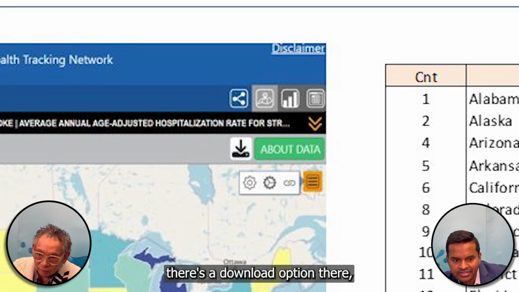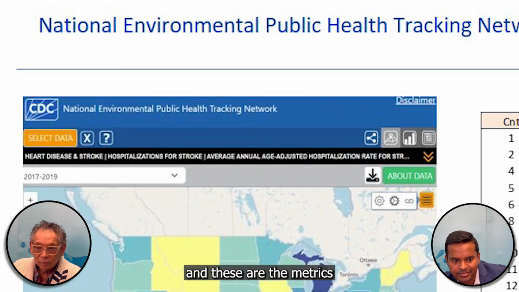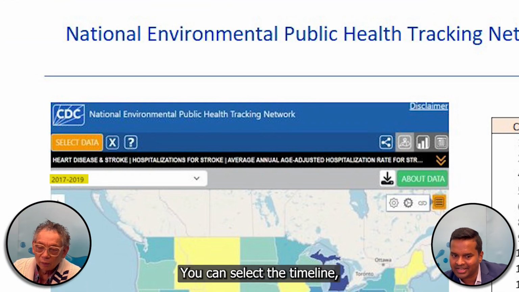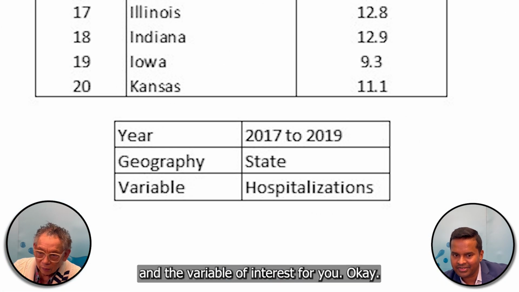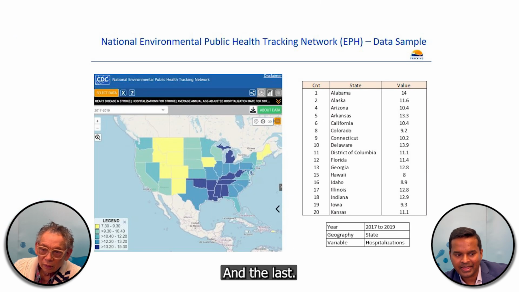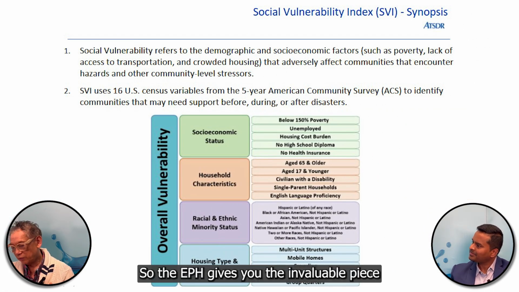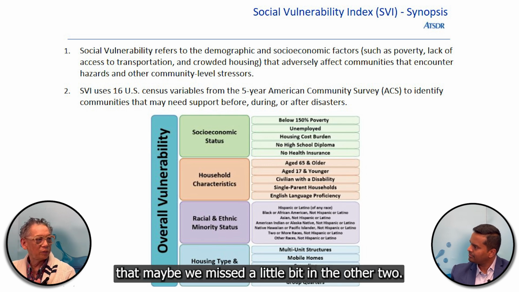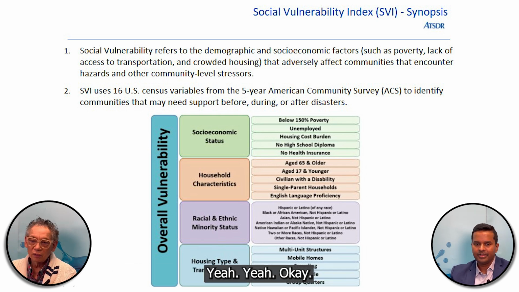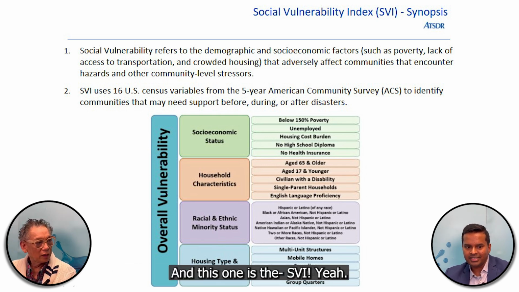If you see here, there's a download option, and these are the metrics that I selected. You can select the timeline, the year, and the variable of interest for you. Okay. And with that, we're done with the EPH. So the EPH gives you the environmental piece that maybe we missed a little bit in the other two. And this one is the SVI.